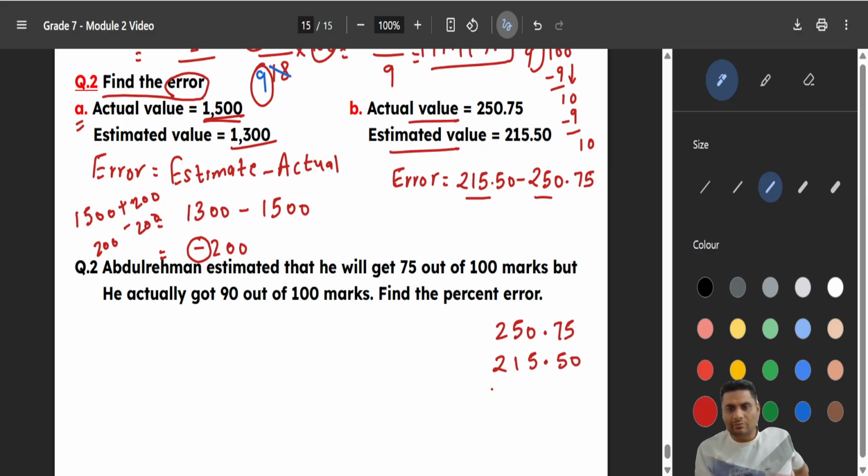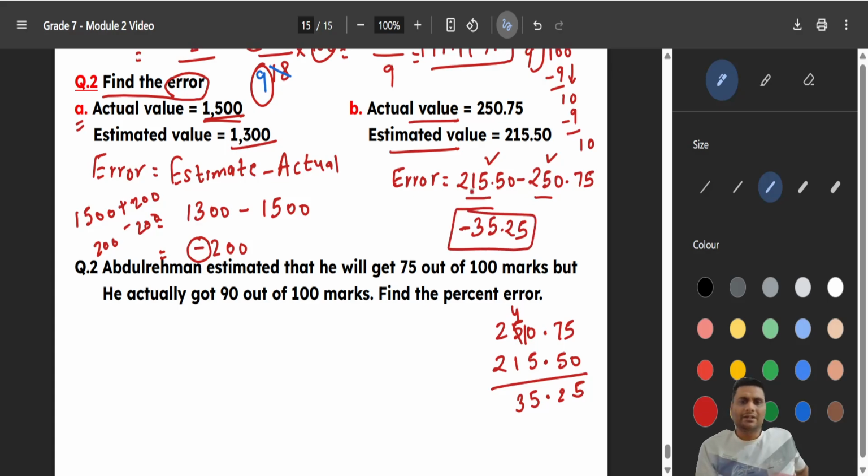Okay, then 215.50, do minus 250.75. We cannot do 0 minus 5, so I will take the 1 from here and this will become 10 and this will become 4. 10 minus 5 will be 5, 4 minus 1 will be 3, 2 minus 2 is 0, so 35.25, but it will be minus. Why? Because we are doing small number minus big number. So whenever we do small minus big, the answer will be in minus. That means the estimated value was less than the actual value.